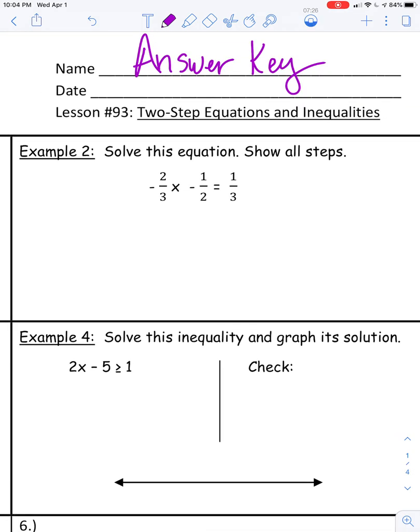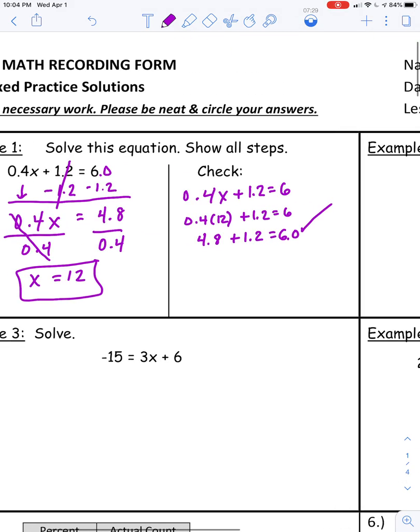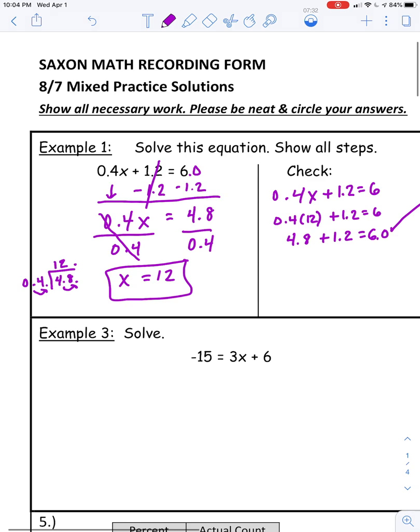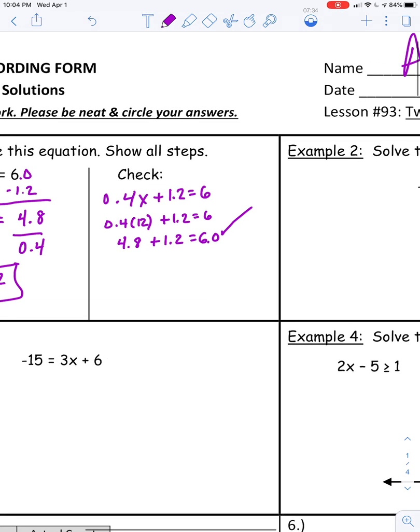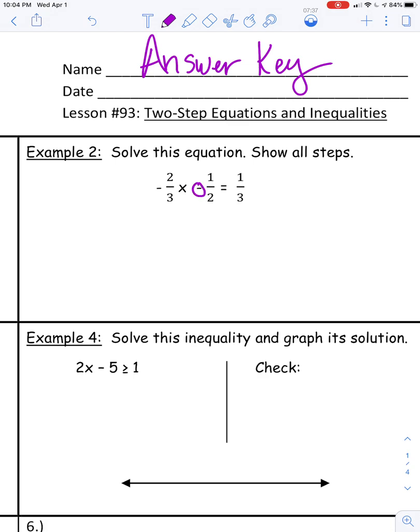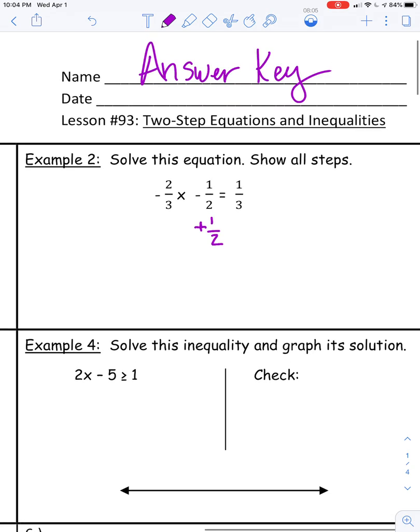Now this one looks exactly the same. The only difference is instead of adding like we did over here, we're actually going to be subtracting here, okay? But we still deal with that being our first step. All right, so let's go ahead and take care of this problem. I have to undo the subtraction of 1/2. So I use the opposite operation, and I'm going to add 1/2 to both sides.